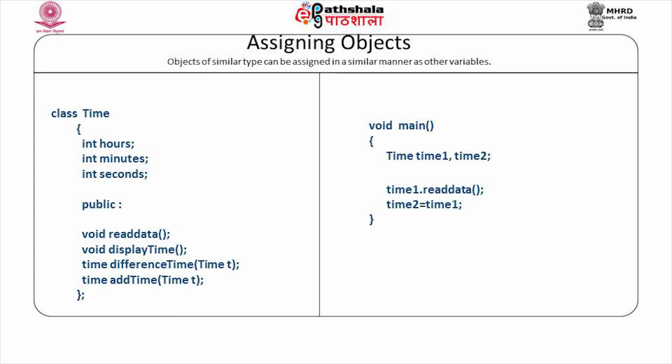Here, what are we doing? The time 1 is being assigned to time 2. So, the object time 1 of time class can be assigned to any other object of time class, and this is true with all classes: an object of a class can be assigned to any other object of the same class.